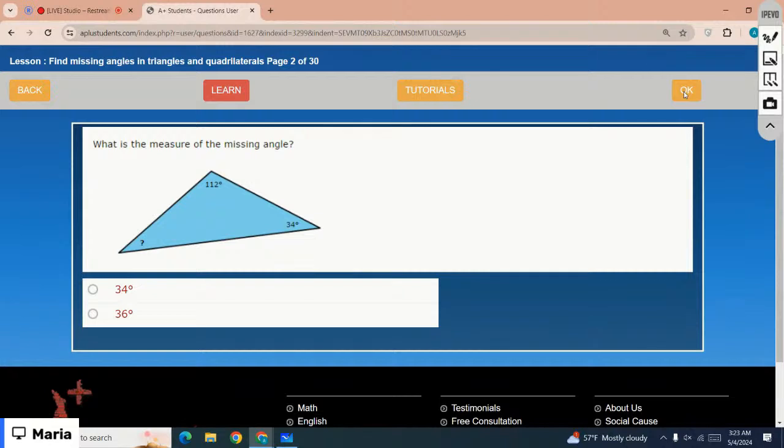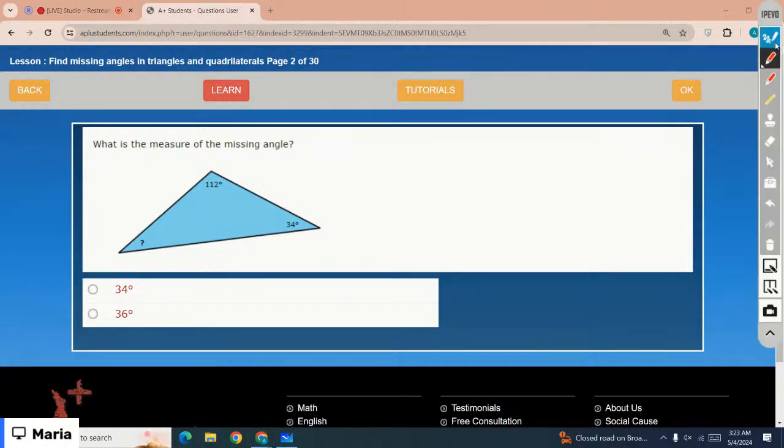What is the measure of the missing angle? That's a triangle. So the sum of all the angles in a triangle equals 180, right? That is 112 degrees plus 34 degrees plus the missing one that equals 180. So add them and subtract from the other side.